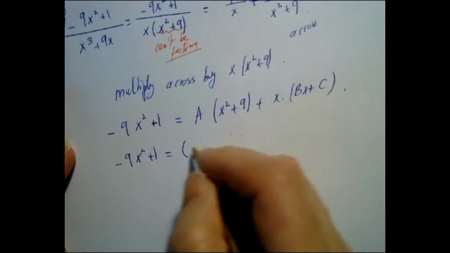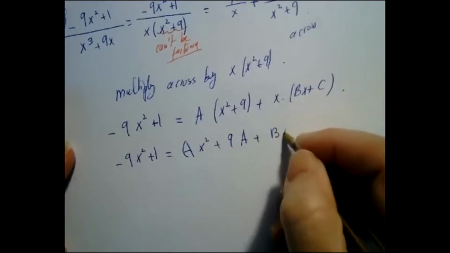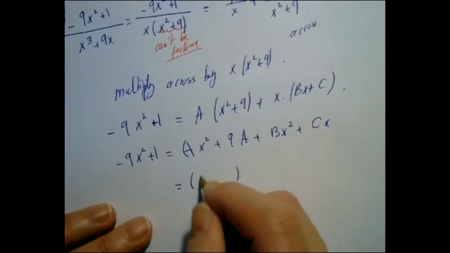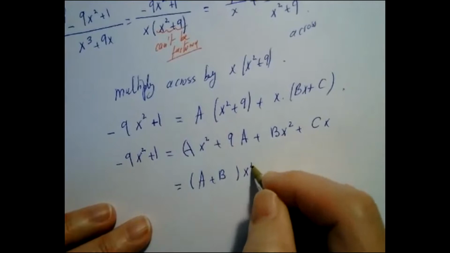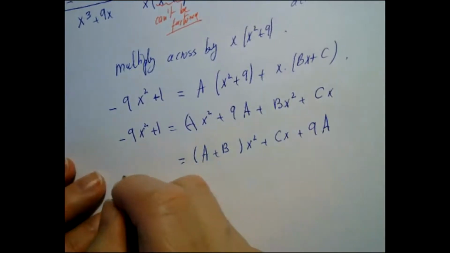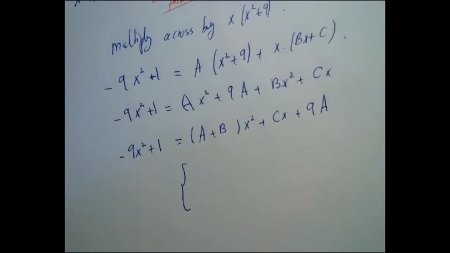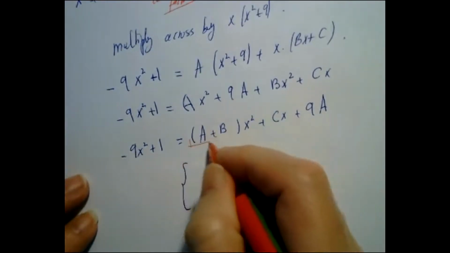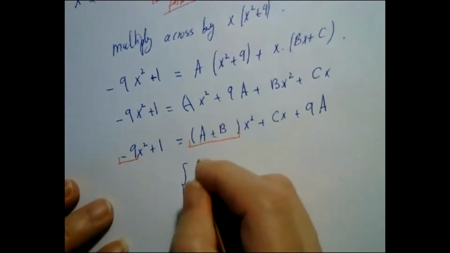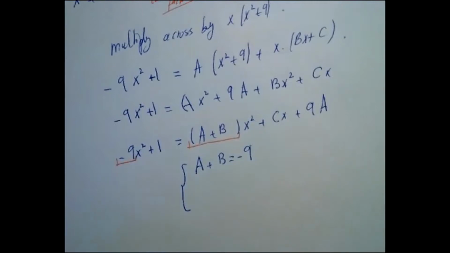Coefficient of x squared. So we have to basically distribute. And after we distribute, coefficient of x squared together. Everything in x together, constant term together. And this is minus 9x squared plus 1. So finally, this tells me that the coefficient of x squared here is A plus B. The coefficient of x squared here is minus 9. So we have A plus B equal minus 9. First relationship between the coefficients.